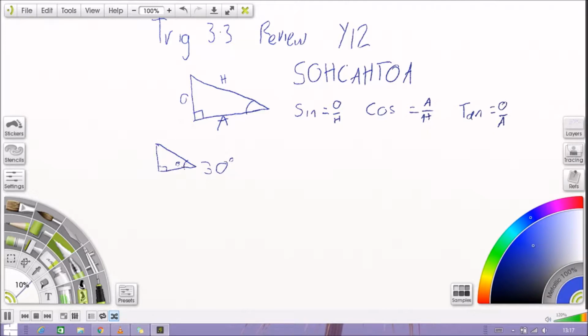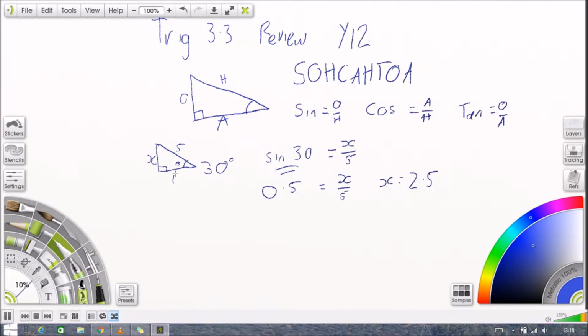I know an angle, 30 degrees. I know that this side here, 5, is the hypotenuse, and the opposite, x, is the one we don't know, we're trying to find out. So the opposite is equal to sine of 30 times 5, or sine of 30 divided by... x divided by 5 will be 0.5, because sine of 30 is 0.5. So therefore x has to be 2.5, and we found the missing side.